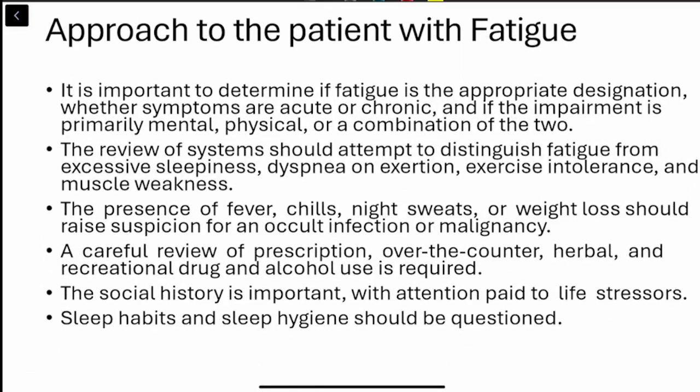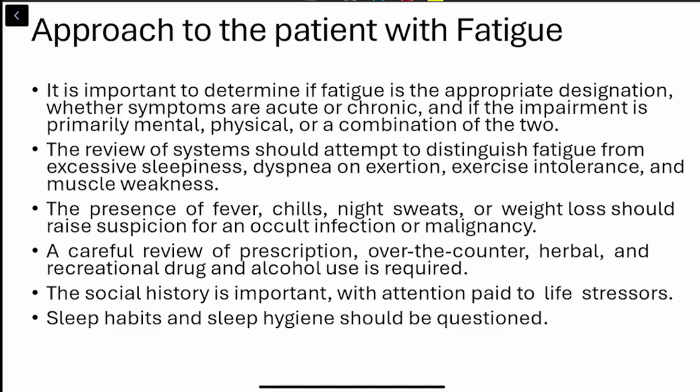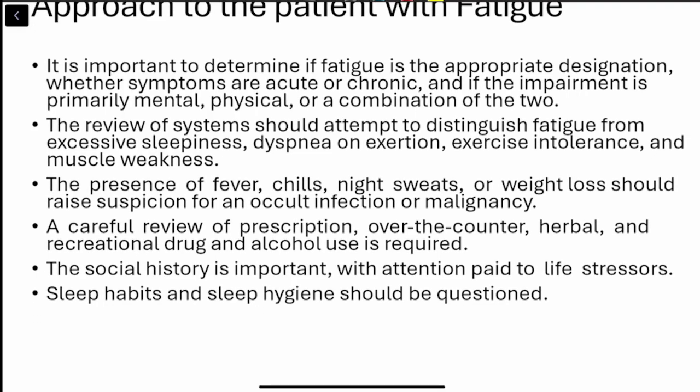Now, how do you approach the patient with fatigue? Obviously, you will take history first of all, and then you will examine the patient. In history, we have to understand whether it is acute or chronic, whether it is primarily mental, physical, or a combination of the two. The review of systems should be attempted to distinguish fatigue from sleepiness, dyspnea, exercise intolerance, and muscle weakness. Very simple. We have to differentiate.